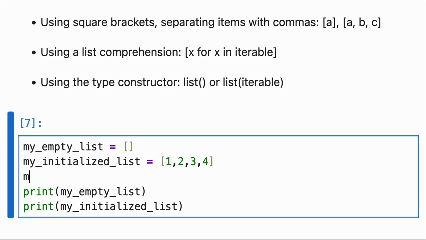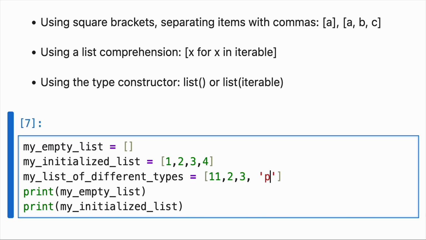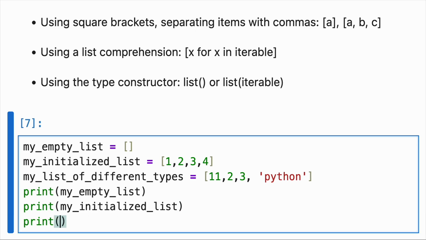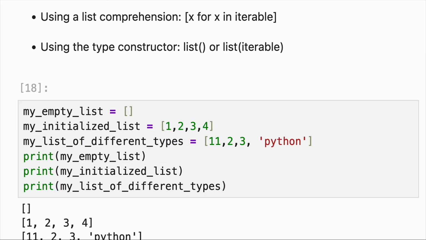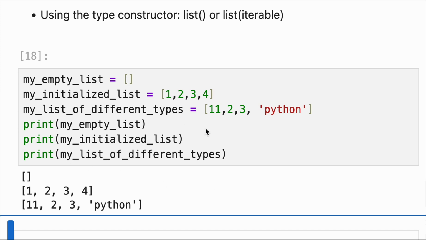Let's also try to create a list with different types and see if it works. 1, 2, 3, Python. Now let's try to print this list. You see, everything works. So we can have an empty list, an initialized list, or even a list of different types. It's more flexible than the array object.